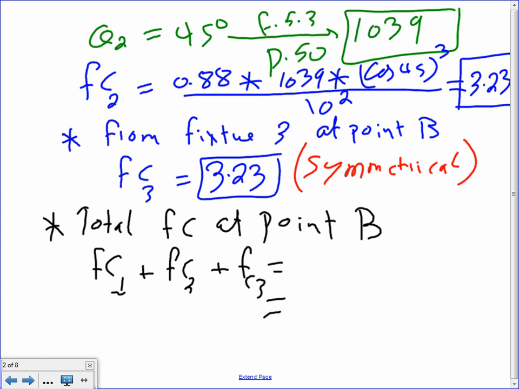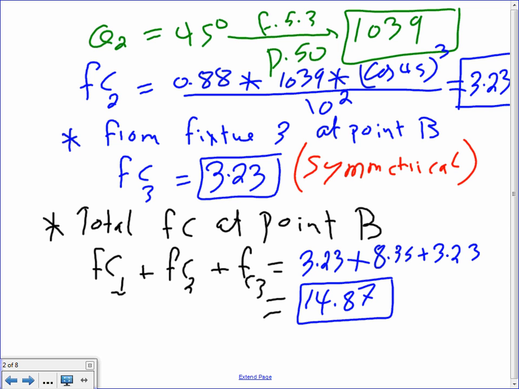When you add them up, let's use 3.23 plus 8.35 plus 3.23, and that will give me a healthy 14.87 at point B. Do you guys see that? Everybody can see that? Is this the average? No. This is not an average. At that particular point, it's going to have contribution from 3 fixtures.